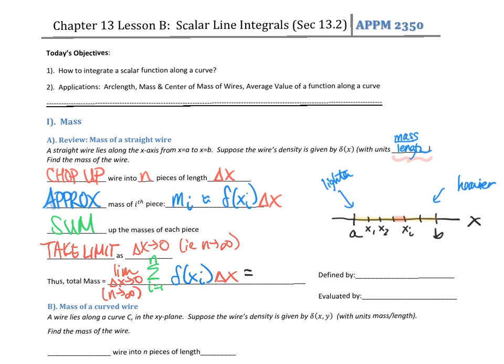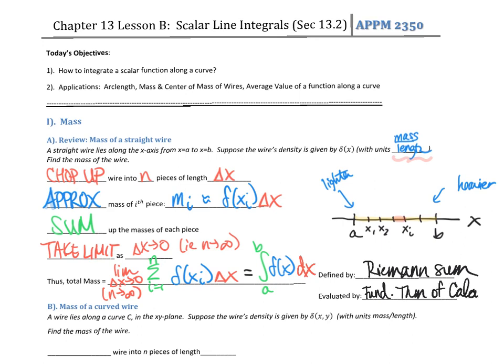The shorthand mathematical notation we have for this is a definite integral, in this case over the region from A to B. And my integrand is just going to become the density dx. So we define this by a limit of a Riemann sum. But rarely do we actually evaluate it by doing this full-on limit. Usually what we'll do is use the fundamental theorem of calculus if it applies, and just evaluate this definite integral like you learned to in Calc 1 and 2.